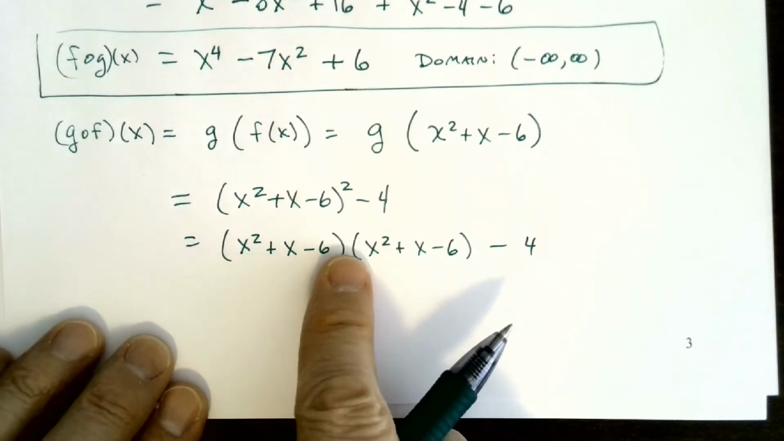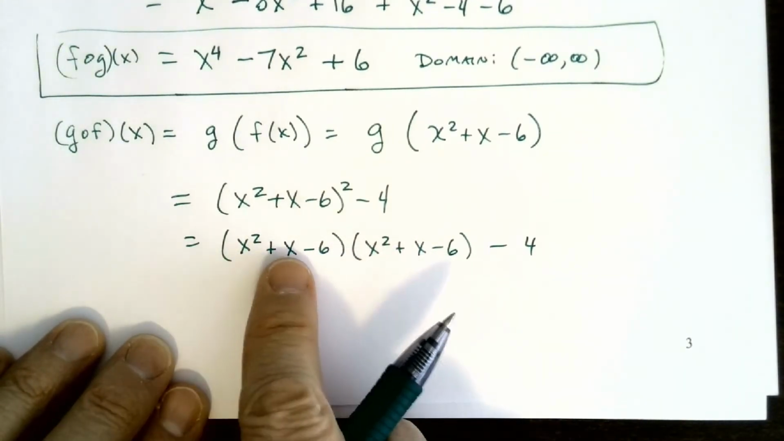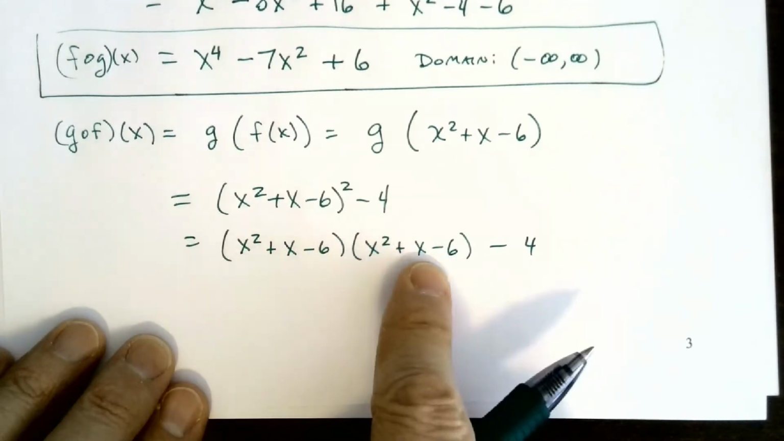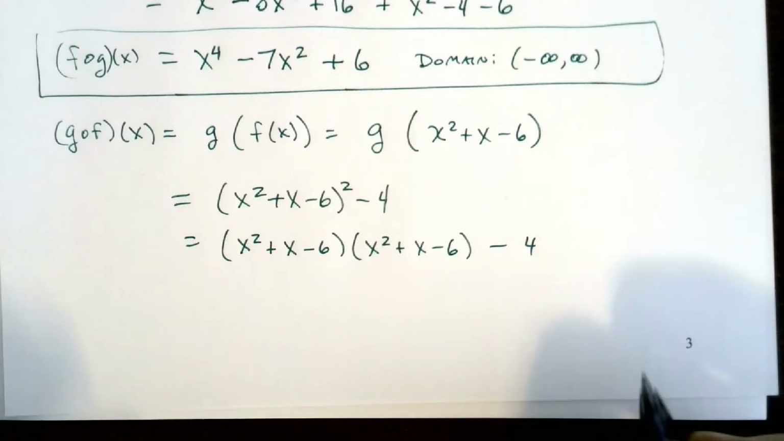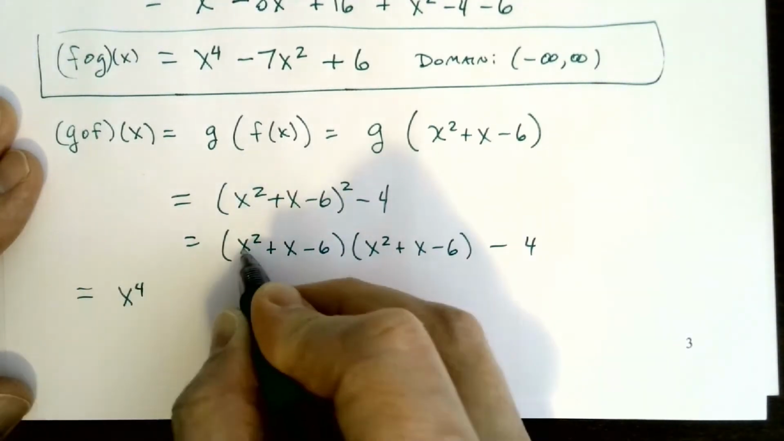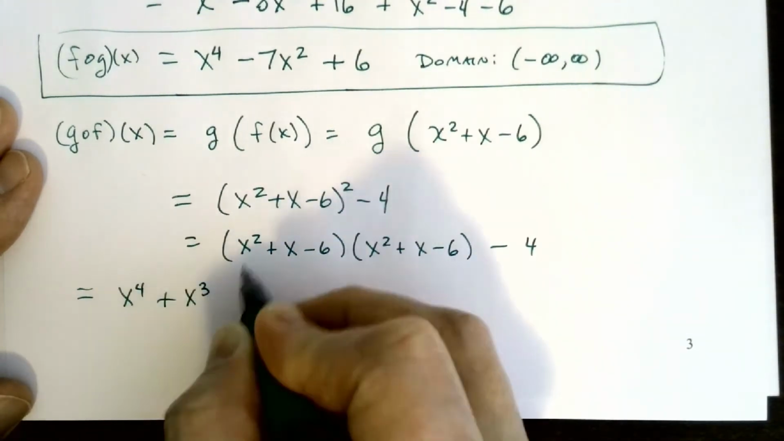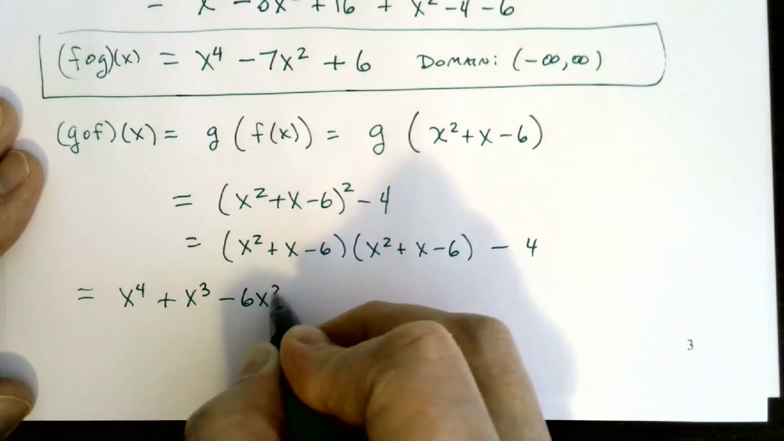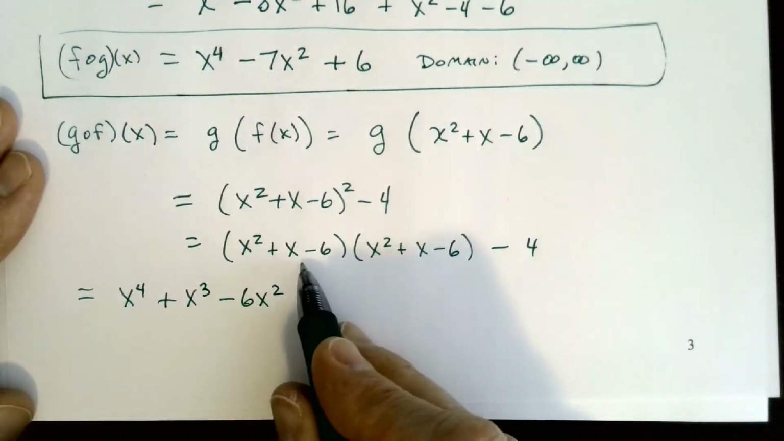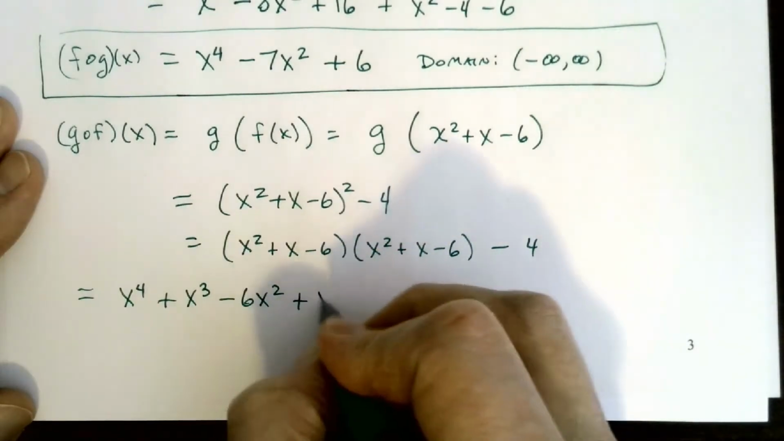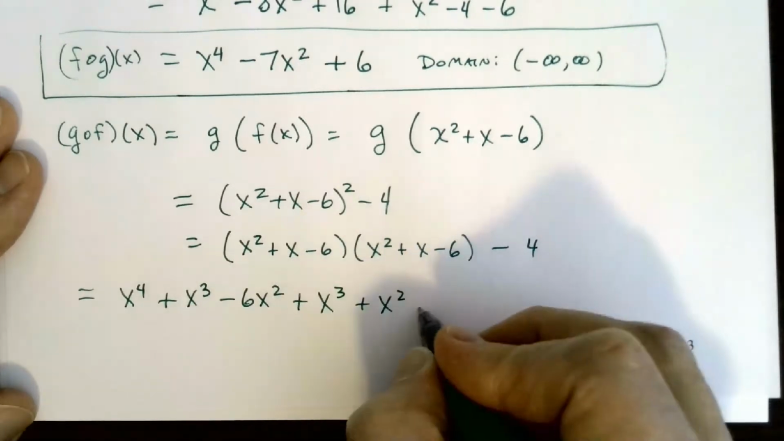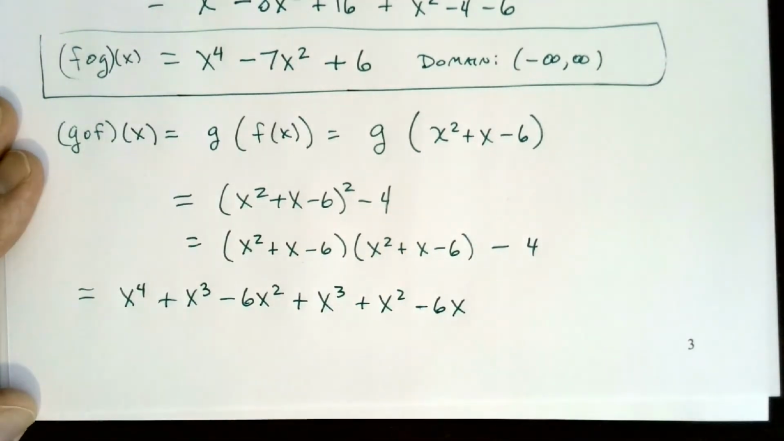So again, remember, how do we do polynomial multiplication? Every term in this trinomial has to multiply every term in this trinomial. 3 here, 3 here. We've got 9 multiplications. x squared times x squared is x to the 4th. x squared times x is x cubed. x squared times negative 6 is negative 6x squared. So there I've multiplied everything by x squared. Now I have to multiply everything by x: x times x squared is x cubed, x times x is x squared, x times negative 6. And then I multiply everything by negative 6.